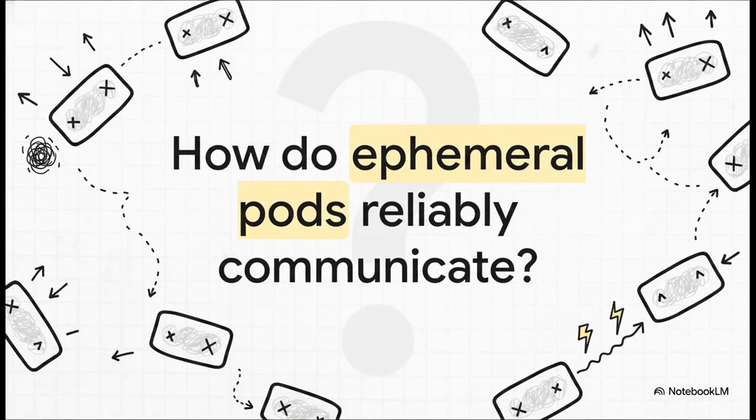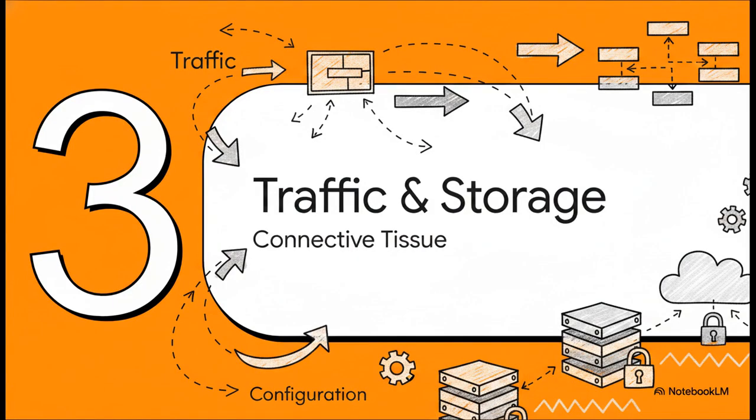But, as you might guess, all this powerful automation brings up a pretty massive operational problem. Pods are completely ephemeral. I mean, they die, they get recreated, and their IP addresses change every single time they do. So, if everything is constantly shifting around like that, how do they reliably talk to each other? Which brings us to the next piece of the puzzle. Section 3, traffic, configuration, and storage. Let's look at the connective tissue.